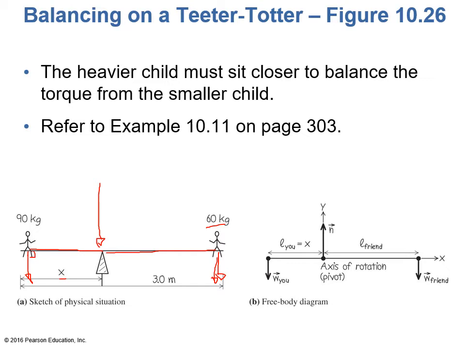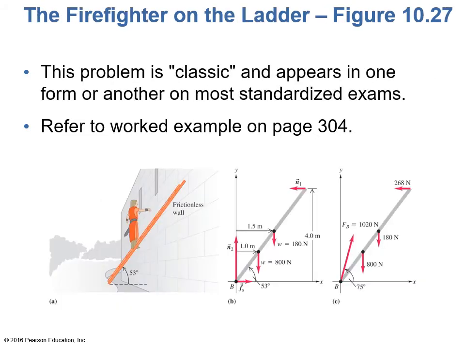It's worth going into this example. It's important to go to example 10.11 and work through this one. Like I said, this one is simple because that weight, that force, is perpendicular to the moment arm for each person. So it's the first, simplest, easiest to understand example that we have.